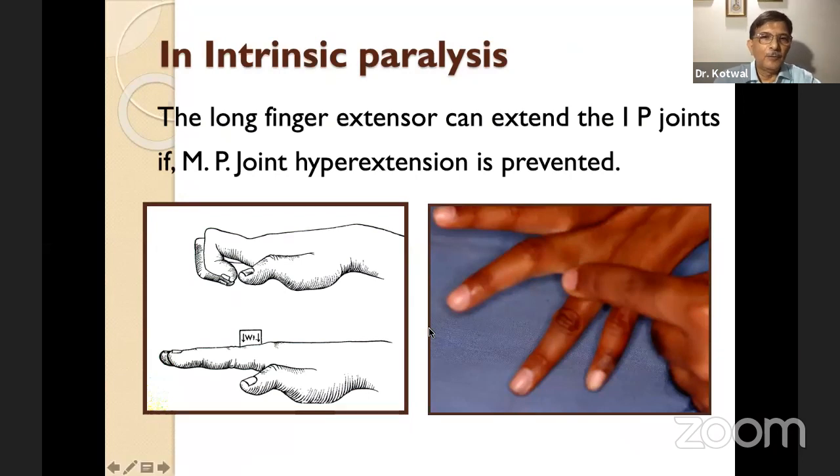Generally, the clawing can be corrected if the MP joint is stabilized. As it goes into hyperextension, if you stabilize the hyperextension at the MP joint in neutral or slight flexion, the deformity gets corrected. This is the principle of most of the surgical procedures done for correction of the claw hand. So in surgery, by various procedures, you will try to stabilize the MP joint in neutral or in a slightly flexed position, which will correct the claw of the hand.